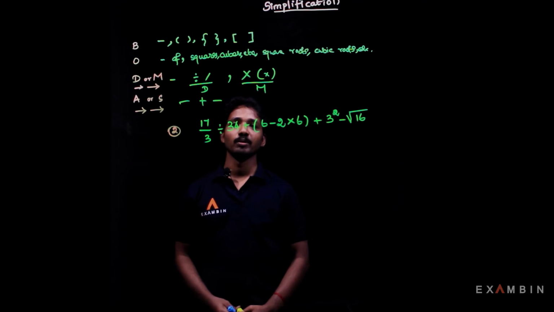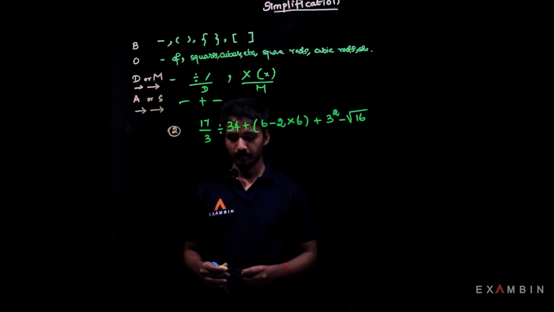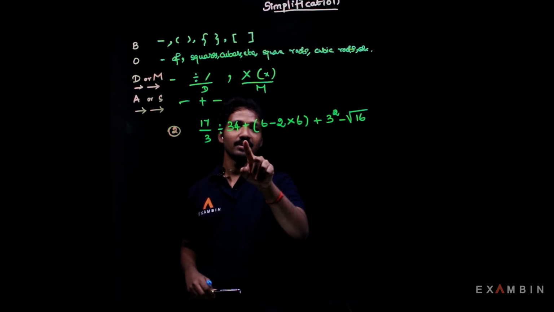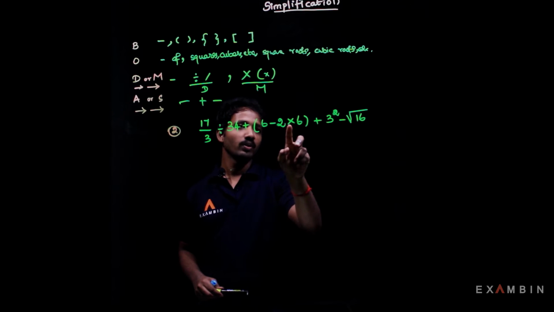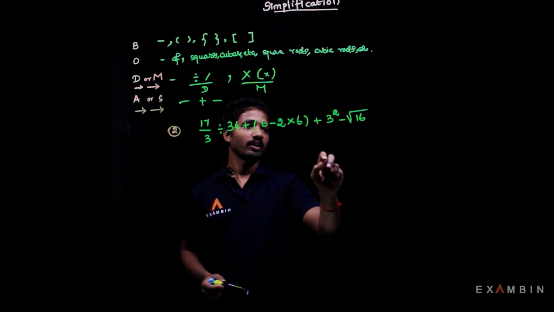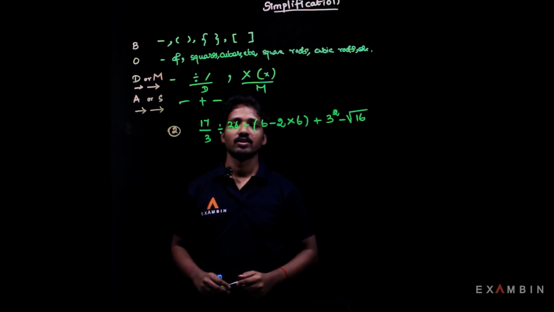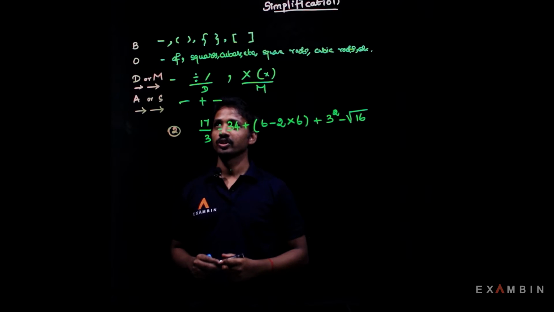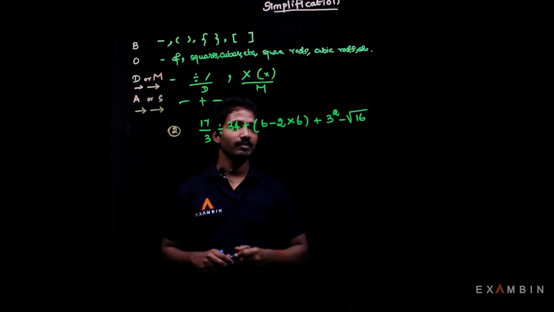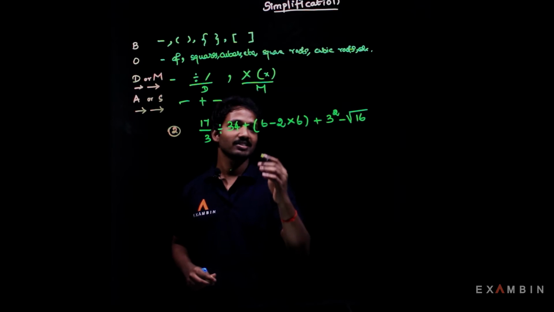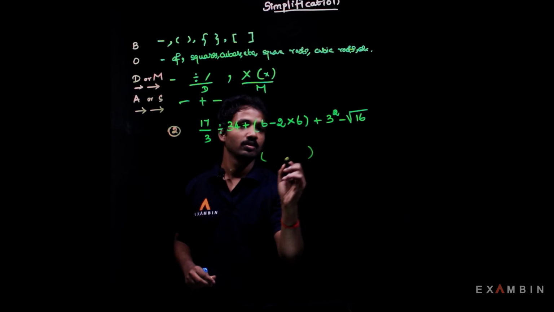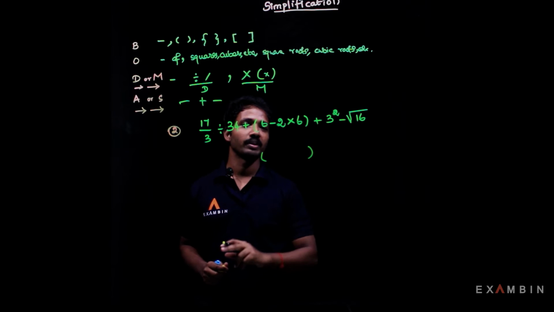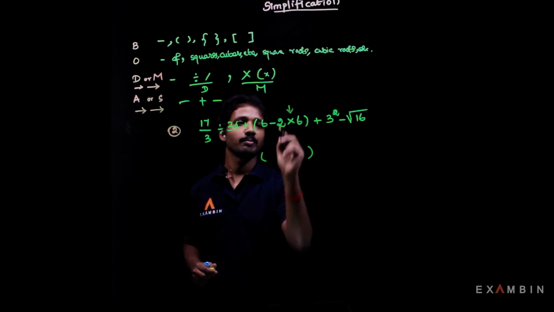Let's look at another example to know more about this BODMAS rule. Here 17 by 3 divided by 34 plus bracket of 6 minus 2 into 6 plus 3 squared minus root of 16. As per the BODMAS rule, we will try to solve this problem. First what we need to do is remove the brackets. Here bracket is there only once. On the bracket also you need to apply the BODMAS rule if more than one operator is there. So this will get high priority.